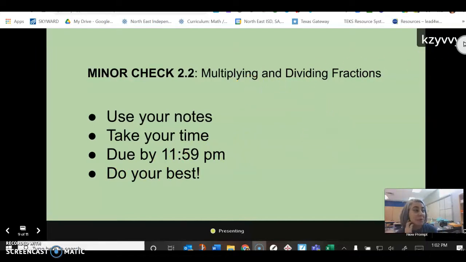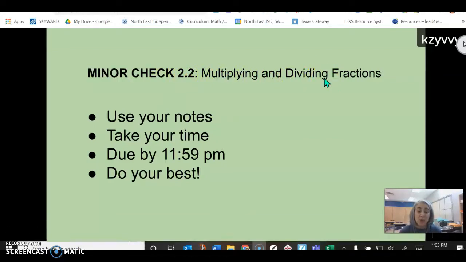To do this, remember, you're going to go into your Google Classroom under today's date, and you're simply going to click the link that says Minor Check 2.2 Multiplying and Dividing Fractions, and it will take you directly to the Google Form. When you are finished, please work in Delta Math as you have time.